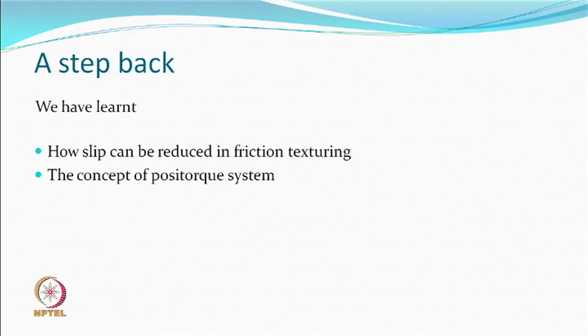So, we are continuing with the draw texturing, in fact friction draw texturing, because we are looking at the device which can do the twisting at a faster pace, but using friction. And we tried to understand the concept where it should be possible to reduce the slip in the friction texturing system during twisting, and that was called the concept of posi-torque system.